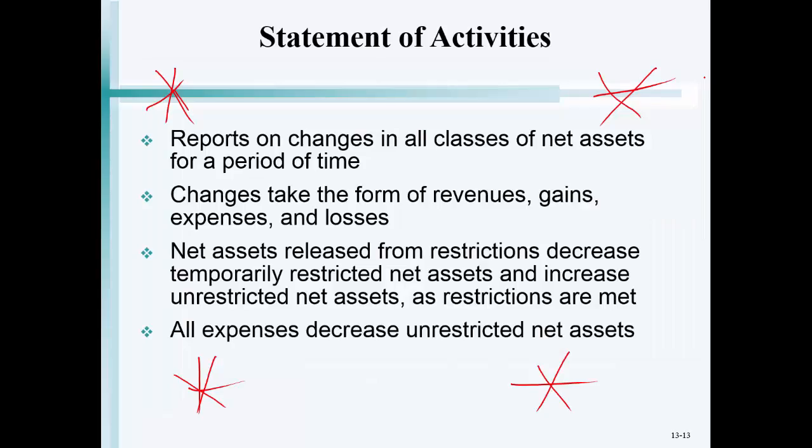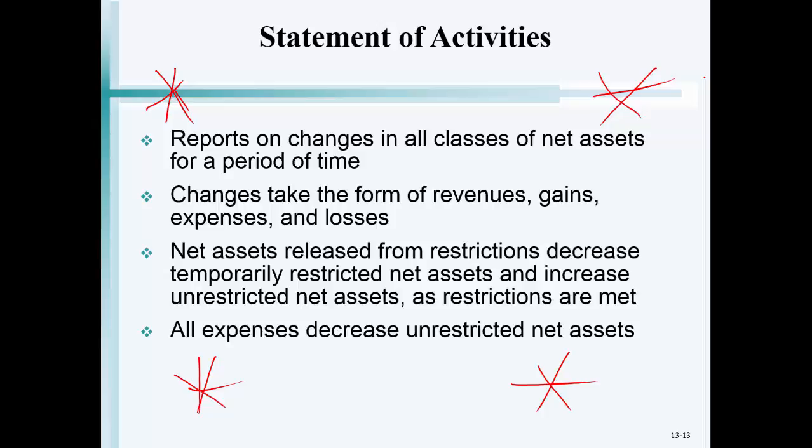And just to review what we've already said about the statement of activities, now that we've actually seen the example: it reports changes in all classes of net assets, unrestricted, temporary restricted, permanently restricted. Changes take the form of revenues, contributions coming in, right? And then we have the net assets being released from the restrictions like we saw, going out of the temporary restricted and into unrestricted.